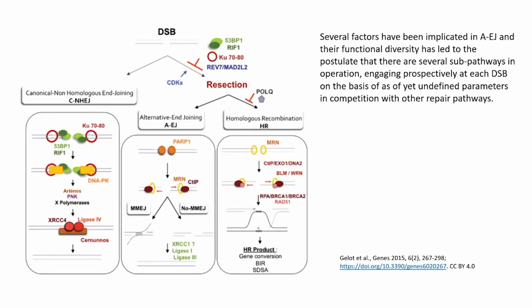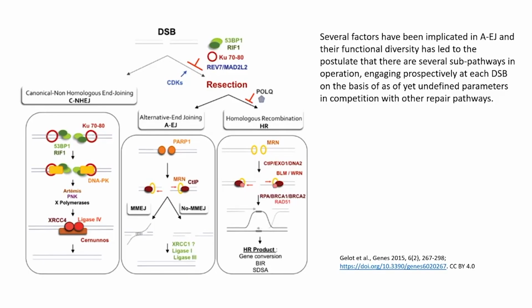So, several factors have been implicated in alternative NHEJ, and the functional diversity has led to the postulation that there are several sub pathways in this operation. It is not just one single pathway, and it engages prospectively at each double strand break on the basis of as yet undefined parameters in competition with other repair pathways.